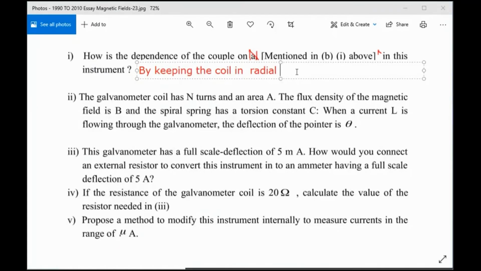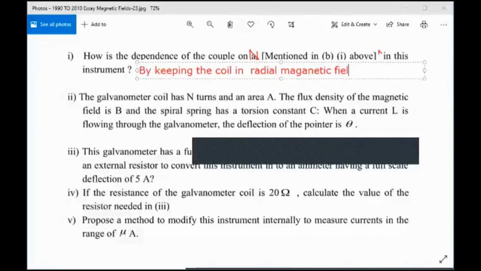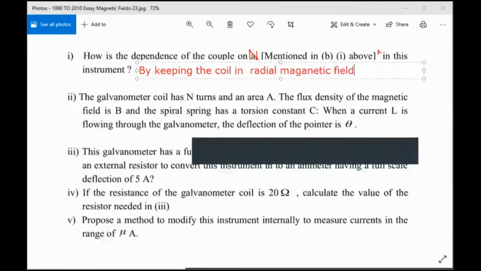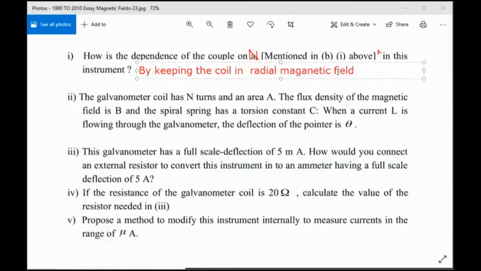By using a radial magnetic field. Right. By keeping the coil in a radial magnetic field, then what will happen?